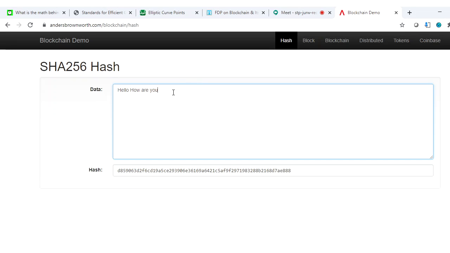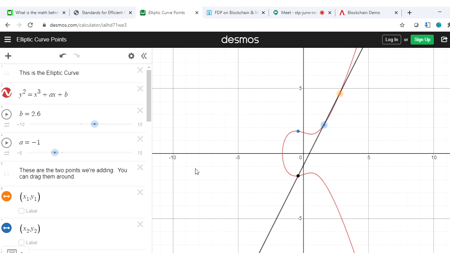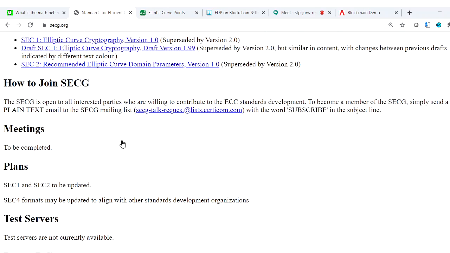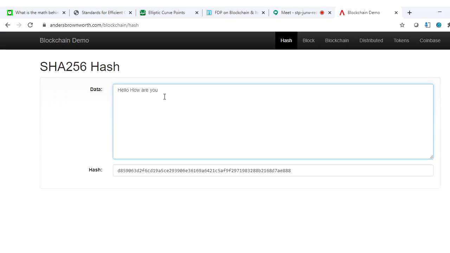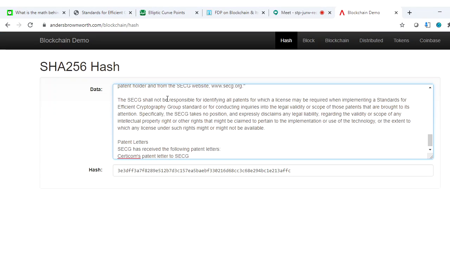It will take data of any length. For example, I have taken this message. Copy it and I'm pasting it here. Any length message will always generate a 256-bit length hash code, which is called the message digest. So this is the beauty of the hash function.